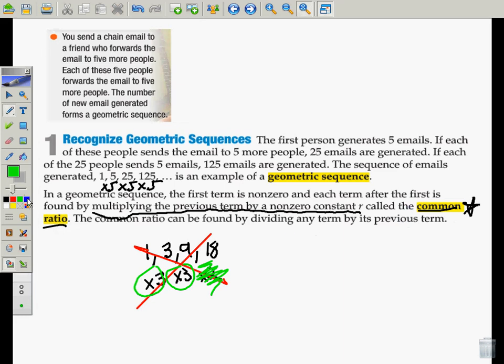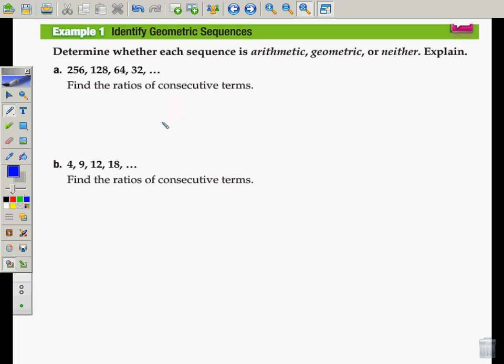So if we look at our first example, we want to determine whether the sequence is arithmetic, geometric, or neither, and explain. First we'll look at arithmetic. Here I would subtract 128, then I'd subtract 64, and as soon as I see that, I know it's not arithmetic, so I can eliminate that option. Now, what's 128 divided by 256? It gives me 1/2, or 0.5. 64 divided by 128 gives me 1/2. 32 divided by 64 gives me 1/2. So for each of these I am getting that same ratio of 1/2, which means this must be geometric.